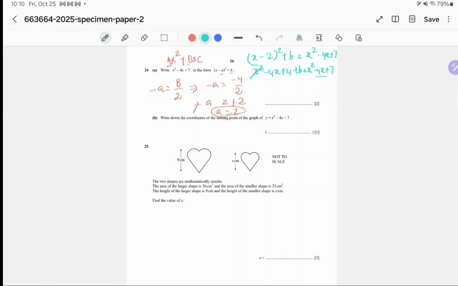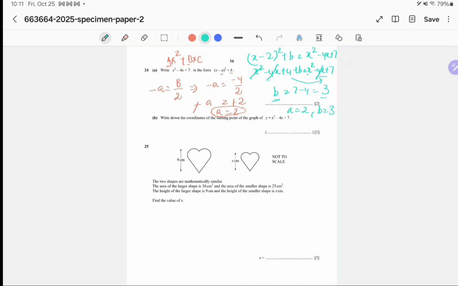Okay, so x square gets cancelled. Okay, 4x also gets cancelled. So b is equal to, here 4 is there, so move to the other side. 7 minus 4 equal to 3. Okay, so b is equal to 3. a is 2 and b is 3. a is equal to 2 and b is equal to 3. Okay, write down the coordinates of the turning points of the graph.